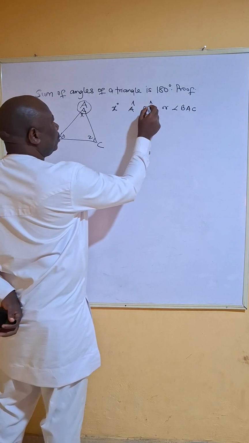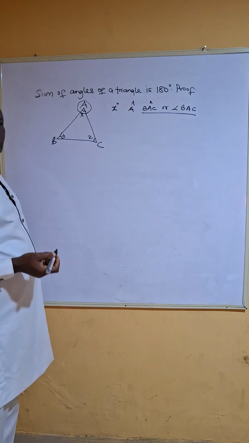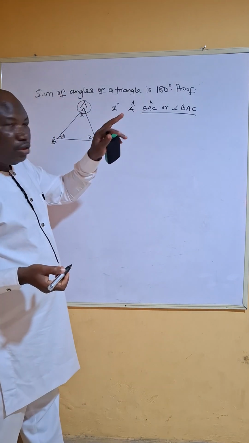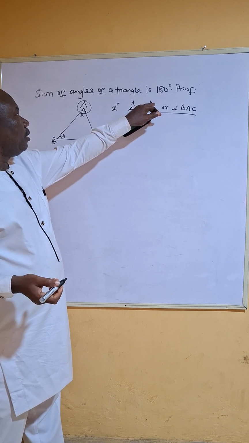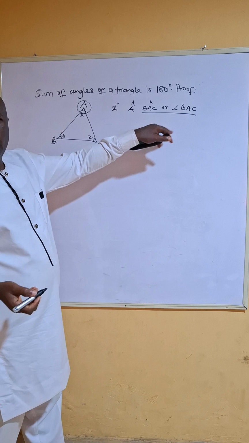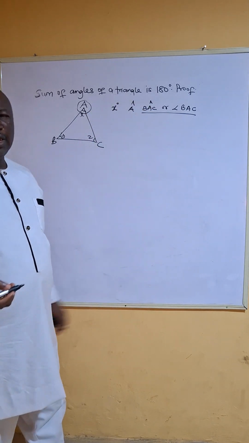These are the most common ways of writing angles, because what you just need to do is put the symbol of angle on top of your letter, and the angle you are referring to must be in the middle.